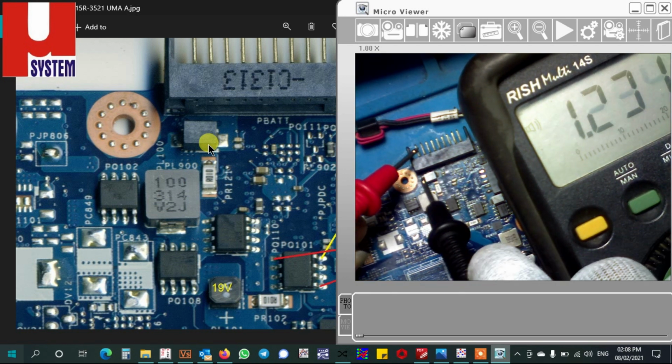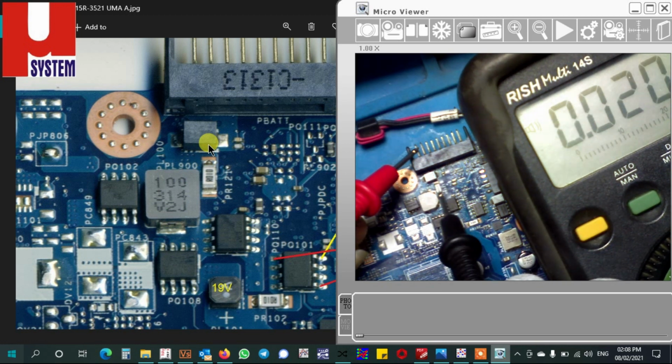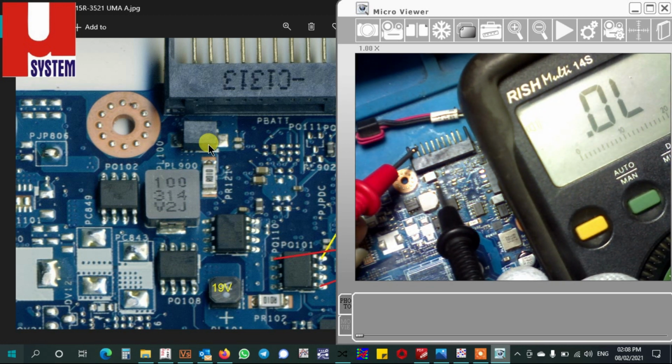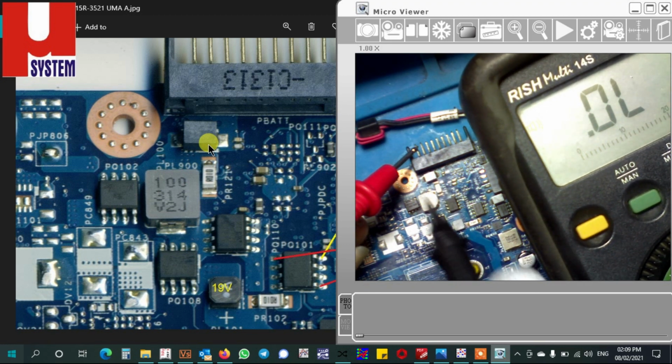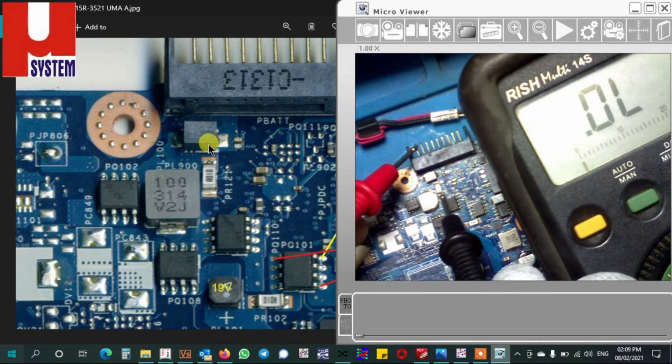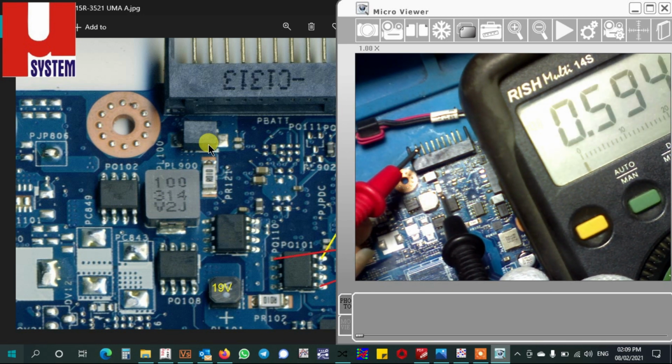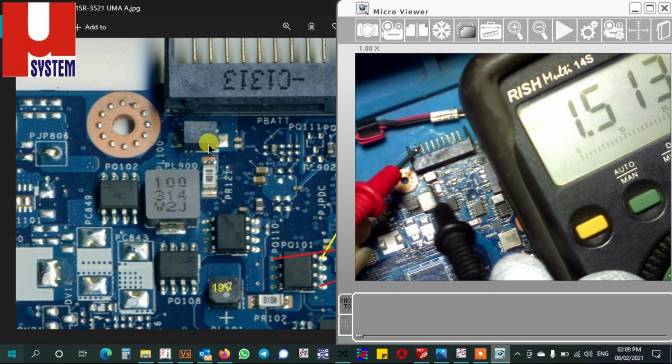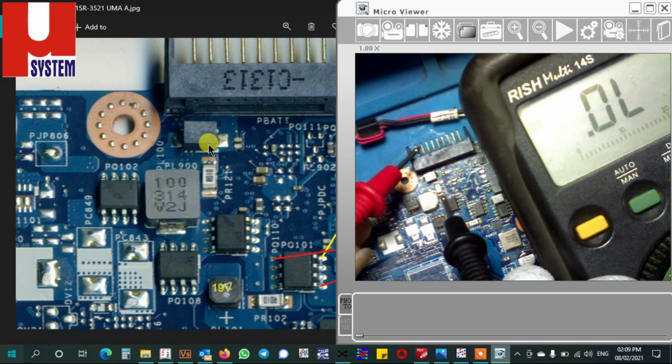Connectivity is there over here. PR121. Basically, sometimes what happens, if this PR register gets short, then your battery will not be able to get connected with the motherboard. It will not be able to communicate with the motherboard. We are checking with this. Okay, we are getting this connectivity also with the register. So this coil and this register both are okay.